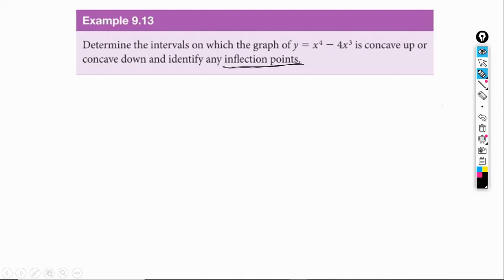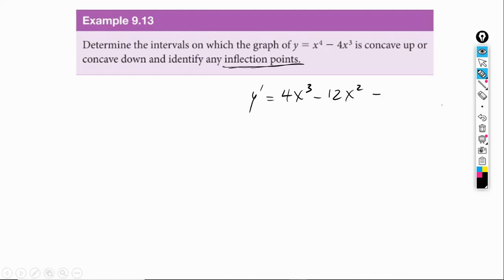So we have stationary points, which we can find with the first derivative, but the first derivative doesn't always catch all the inflection points. I'm going to do this differently from the textbook because I want you to see two things. I want you to see how we can find the minimum and one inflection point with the first derivative. So let's do the first derivative of y. So the first derivative of y is going to equal 4x cubed minus 12x squared.